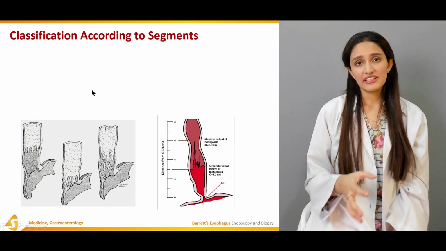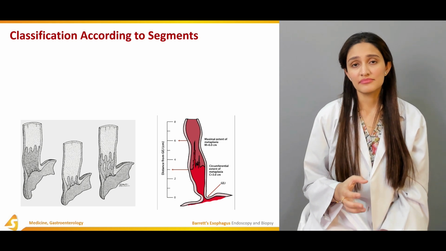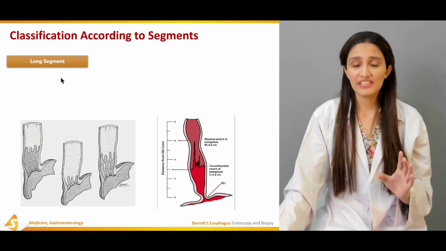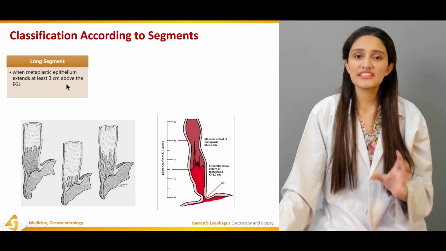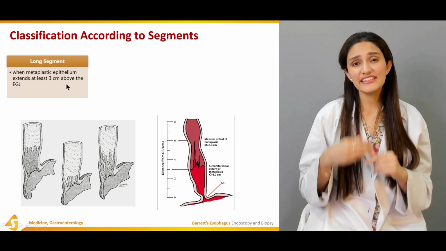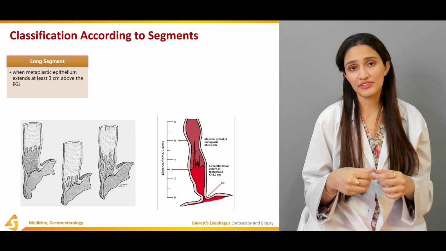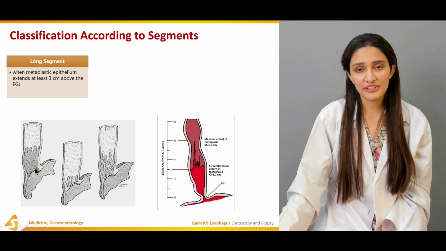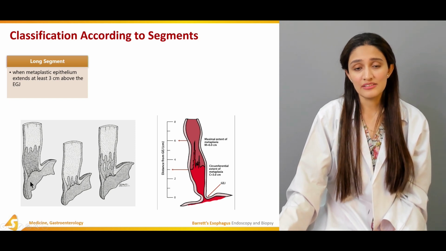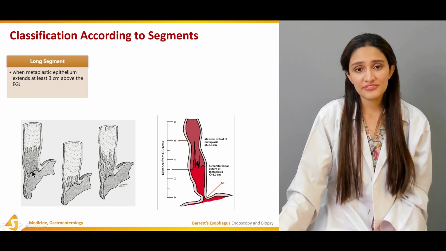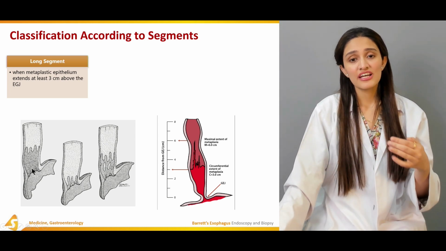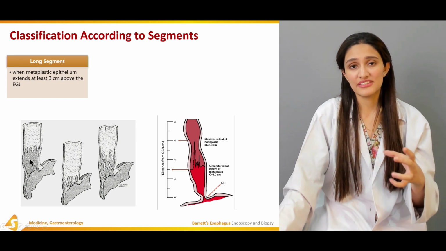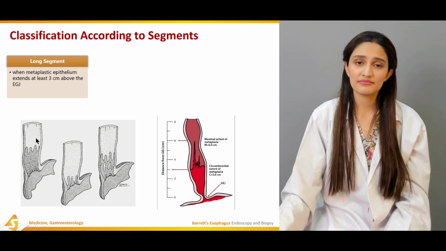So now if we classify Barrett's esophagus into segments, there's going to be a long segment and then there's a short segment. The long segment is when the metaplastic epithelium extends at least 3 centimeters above the esophagogastric junction. This is the esophagogastric junction where the esophagus joins the stomach. So this Barrett's esophagus is almost 3 centimeters above it. As you can see, it is a long segment regarding the distal part of the esophagus.